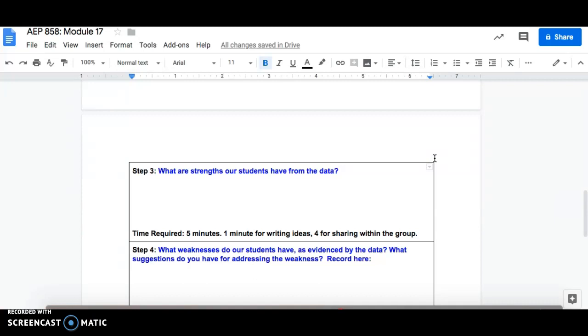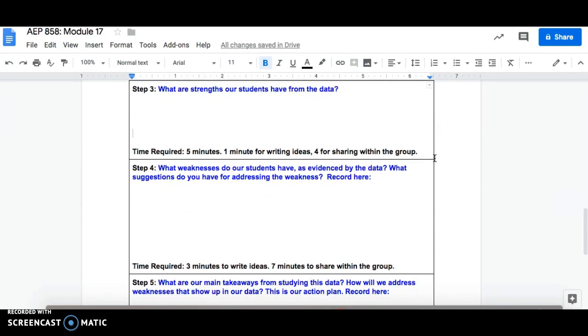Step 3, what are strengths our students have from the data? So we'll take a total of 5 minutes for this step. We'll take about 1 minute, as they've already been looking at data, to write down a few strengths that they've noticed, and then we'll take the remaining 4 minutes to share within our group.